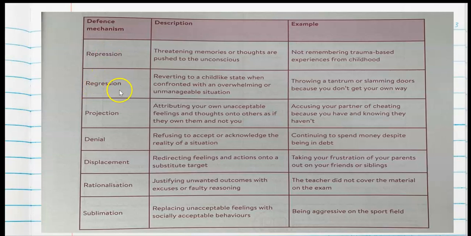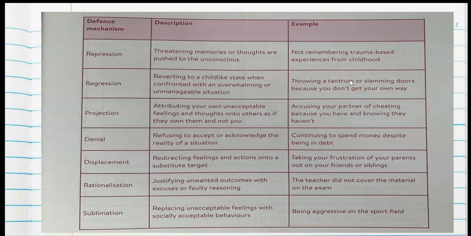Then we have regression, which is reverting to a childlike state when confronted with an overwhelming or unimaginable situation. So we regress back through the ages, back to our childhood, even if we're of adult age or close to it. An example of this is an adult throwing a tantrum or slamming doors because you don't get your own way. That would be typical of a child to do, but not as an adult.